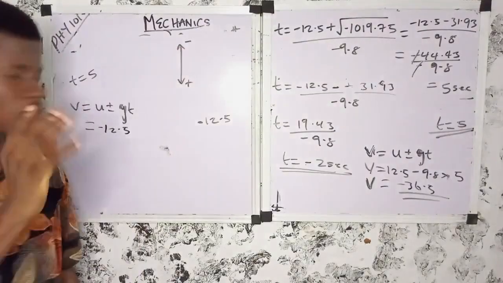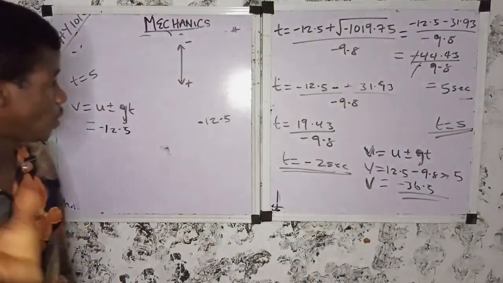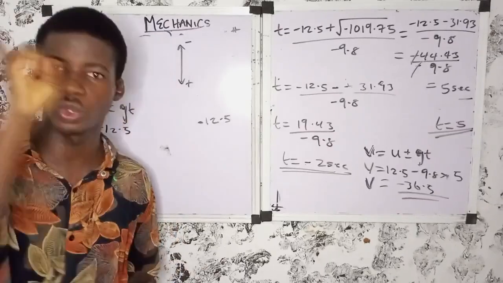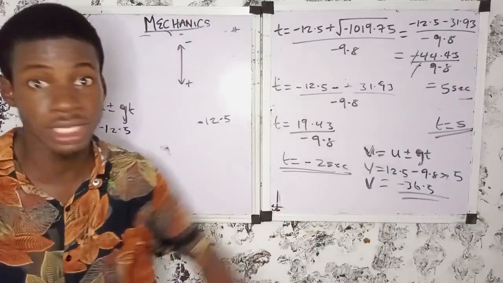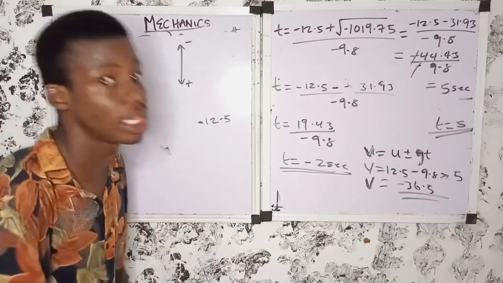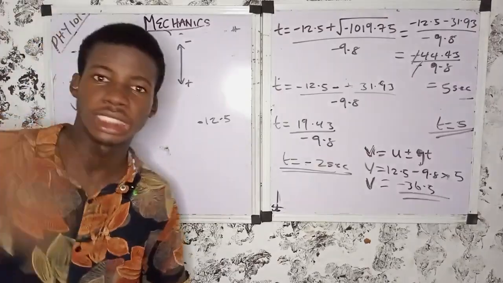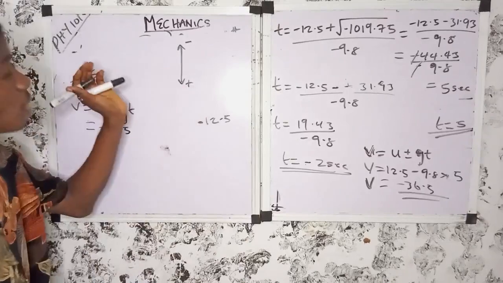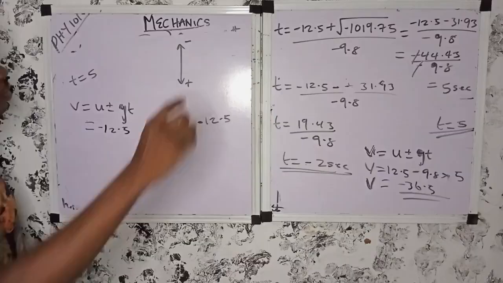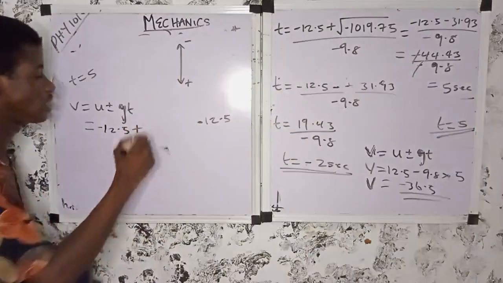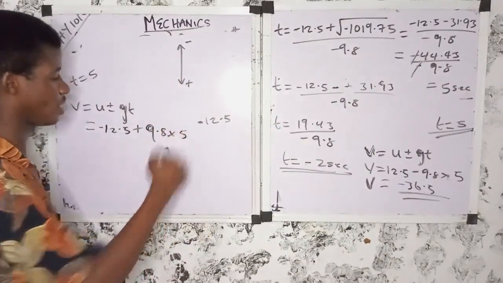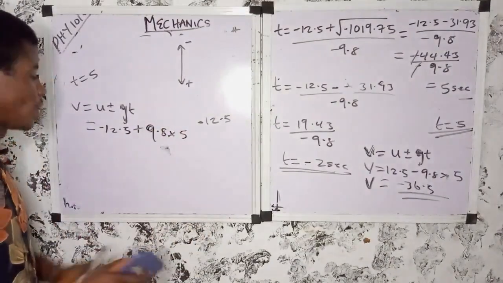Since we are using the second coordinate, and we all know that G always acts downward, even though the camera is going upward, G will still act downward. So, since G always acts downward, in the second coordinate G will be positive. So here it will be positive 9.8, times T, which is 5. So let's see what our answer is.